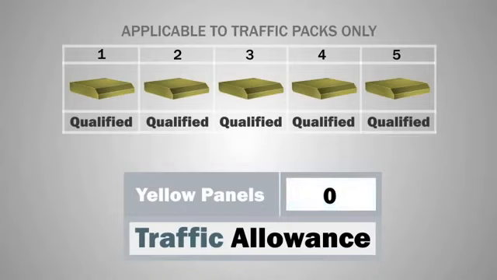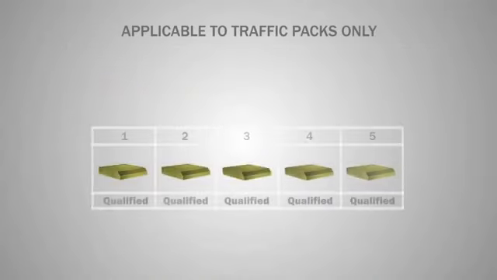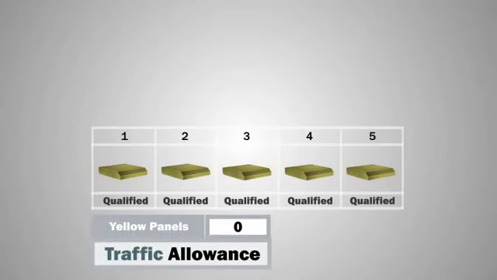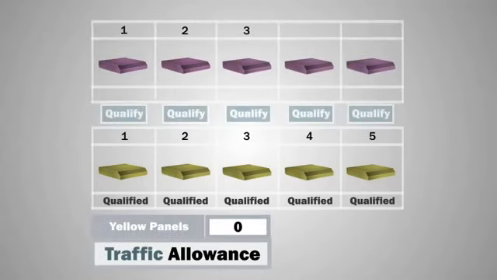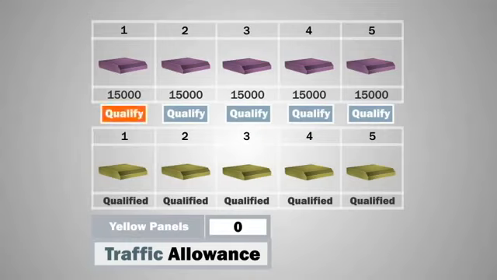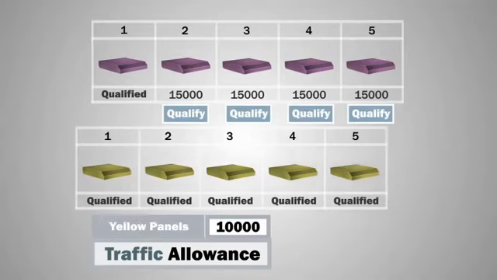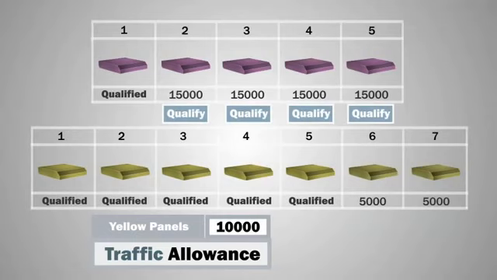One way you can replenish your traffic allowance and raise your traffic limit is to qualify a panel in the color group above it. For instance, if you qualified a purple panel, that would deposit an amount of 10,000 into your yellow traffic allowance, which would then allow you to qualify up to 2 more yellow panels, as well as raise your traffic limit by 2. So if you had 5 unqualified yellow panels, your account could now accommodate 7.